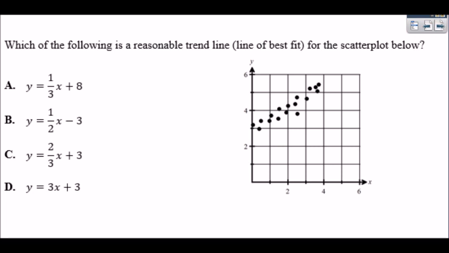All right, which of the following would be a reasonable trend line for this scatter plot? My B term is going to be at +3. So that means B and A are off the table. And then this has to go up 2/3, which goes right through our data, versus this one says going up 3/1, which doesn't hit any of our data.